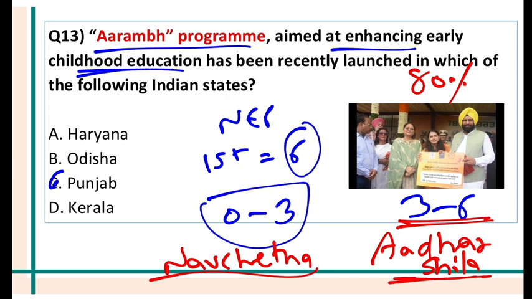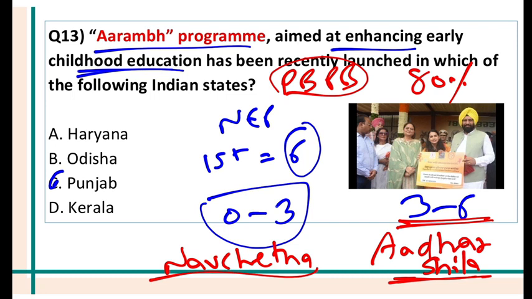So Government of India, Ministry of Women and Child Development, they launched a program called Poshan Bhi, Padhai Bhi, which means nutrition also, studies also. So this is an upskilling program for the Anganwadi workers to build their capacity to provide early childhood care and education to their children.